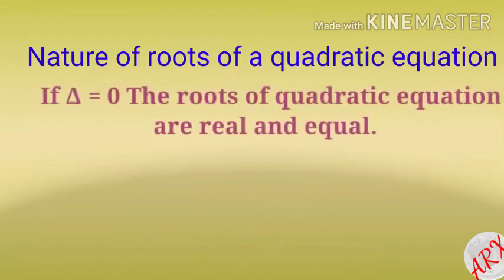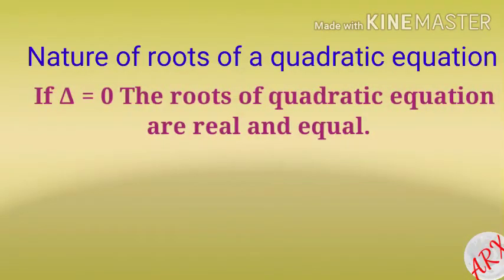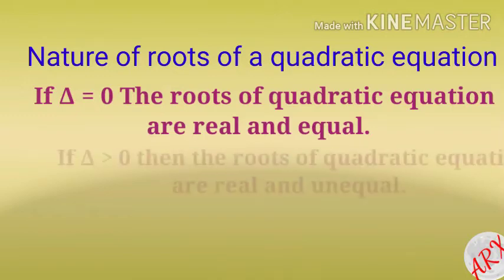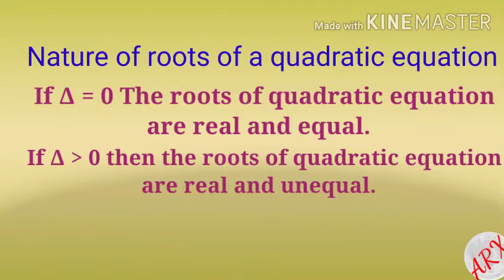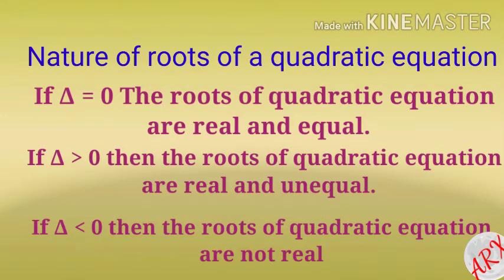First, if value of discriminant, that is delta, equal to 0, then the roots of quadratic equation are real and equal. Second, if value of discriminant delta is greater than 0, then the roots of quadratic equation are real and unequal. Third, if value of discriminant delta is less than 0, then the roots of quadratic equations are not real.